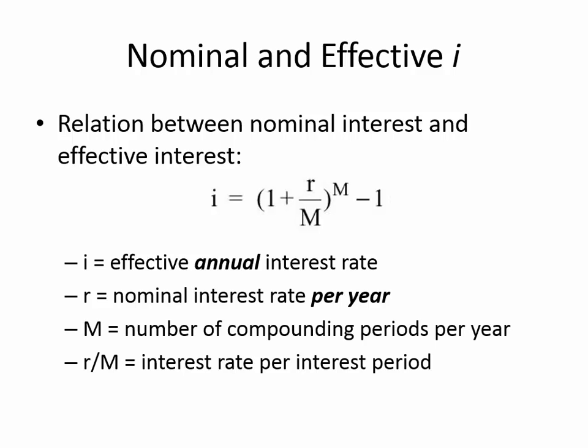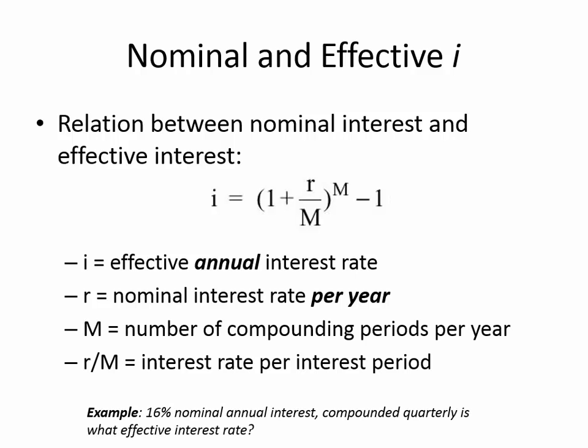Here's a formula that allows us to distinguish between the two. I is going to be our effective annual interest rate, and R is the nominal interest rate per year. And this only applies when they're compounding more often than once per year. So nominal and effective are the same if it's annual compounding, but they're different if it's compounding every quarter, every month, every day. And so I think that examples sometimes make these illustrations the easiest to see.